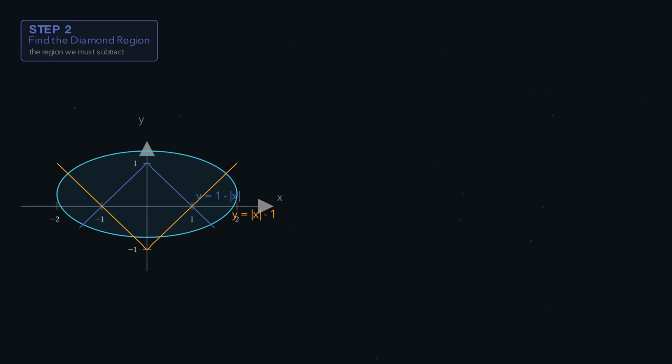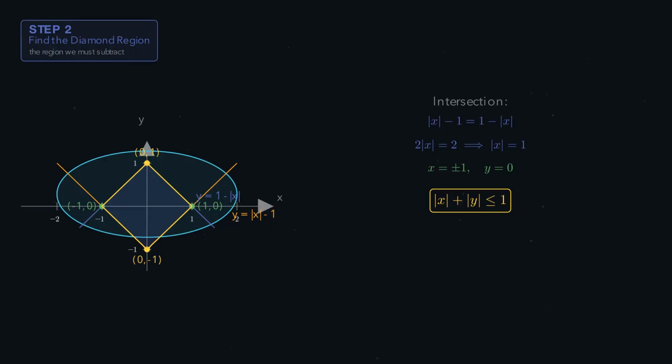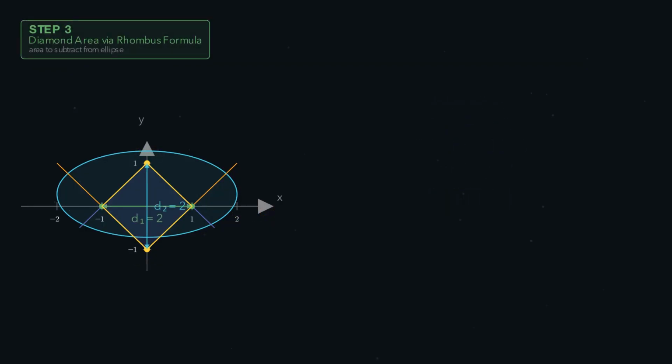The upward V has its lowest point at (0, negative 1), and the inverted V peaks at (0, 1). They intersect where the absolute value of x equals 1, giving us the points (1, 0) and (negative 1, 0). Together, these 4 vertices, top, bottom, left, right, form a diamond with all 4 sides equal. The diamond's diagonals run from negative 1 to 1 horizontally and from negative 1 to 1 vertically, each with length 2.